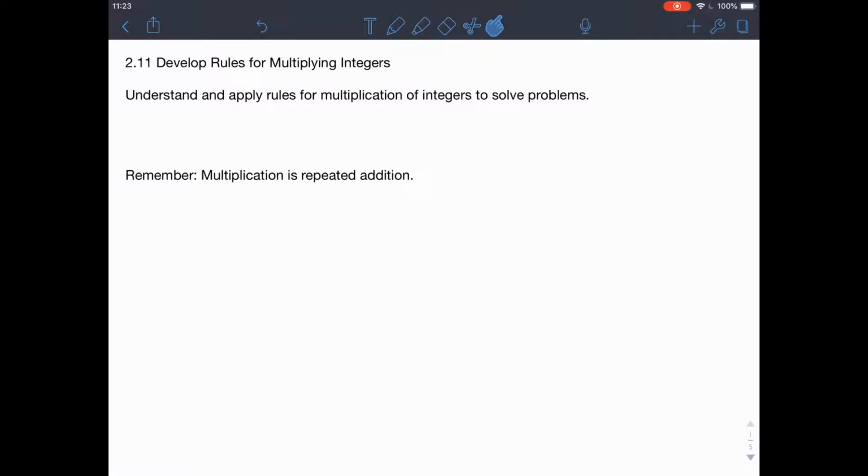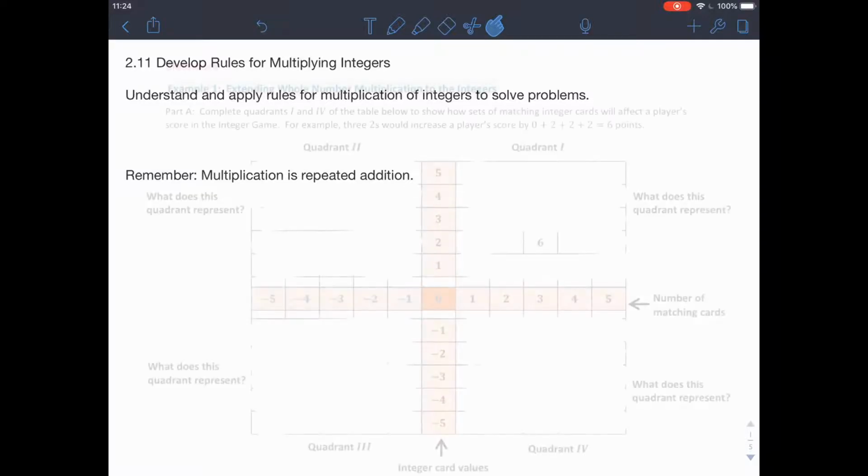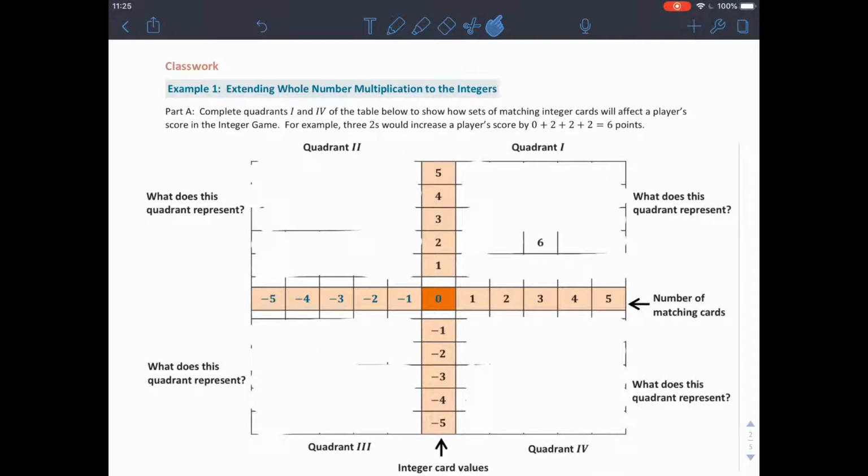In order to use these multiplication rules, we need to remember that multiplication is just repeated addition, so we can use what we already know about adding integers to help us determine our rules for multiplying integers. We have here a coordinate plane that we're going to use to try to find the rules for multiplying integers using our integer card game.